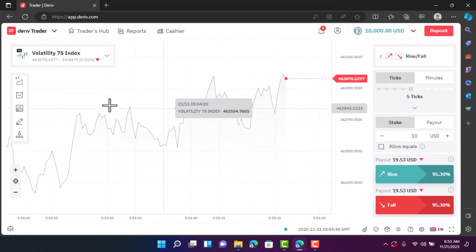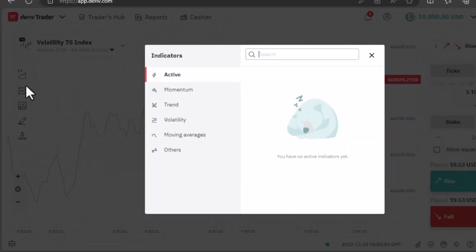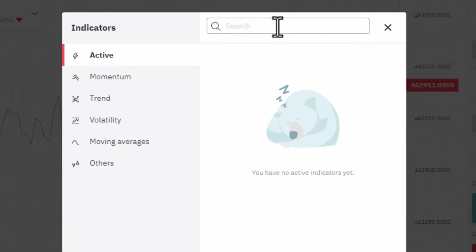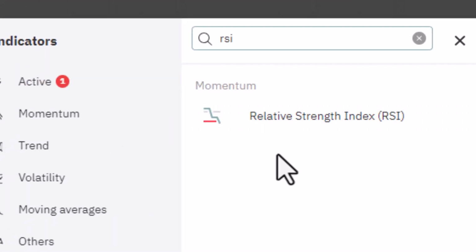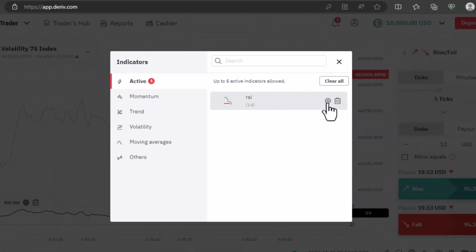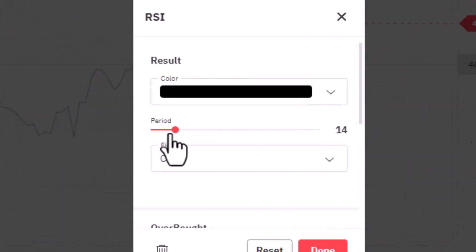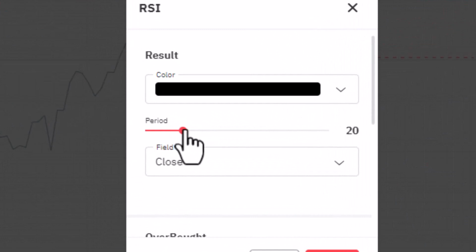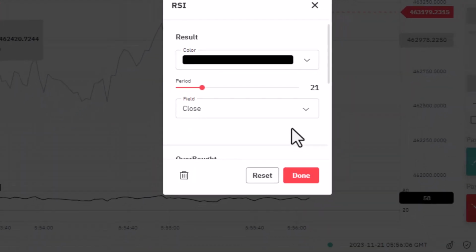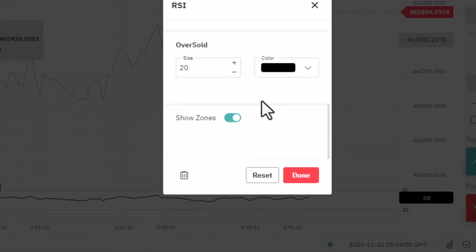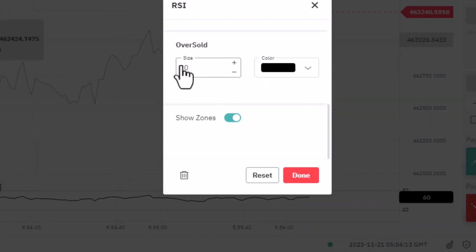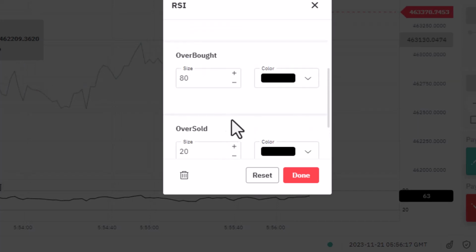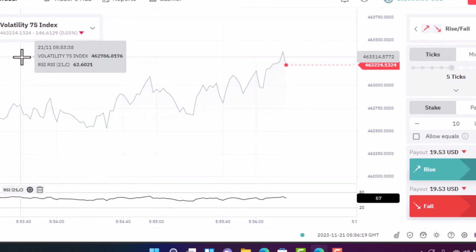Okay. The next thing you do is to add your indicators. Only one indicator we need, and it's called RSI, Relative Strength Index. You don't have to do anything on the Relative Strength Index except to move the period from 14 to 21, and then leave the levels at 80 and 20. At level 20, it is the oversold level. At level 80 is the overbought level, and I'll explain that in a few seconds.